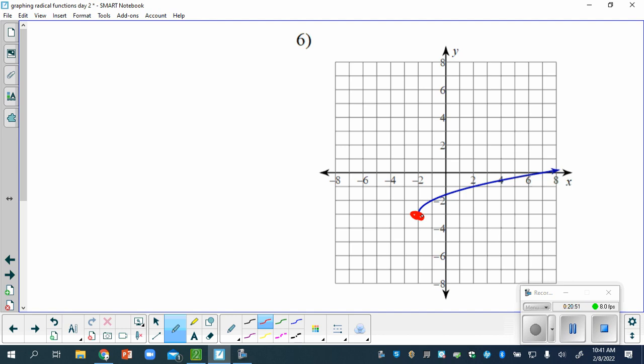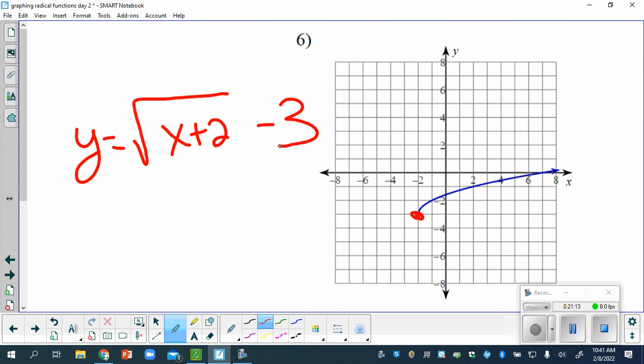I would like you to do at least one of these before you leave, and maybe one on the back, so I know you got this. You got time in class. So are you ready to give me an answer? Man, you got this. Y equals the square root of x plus 2. On fire. That's what I got too. Nice.